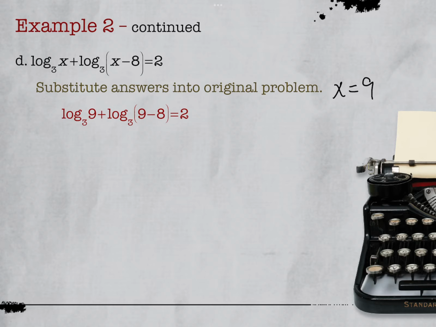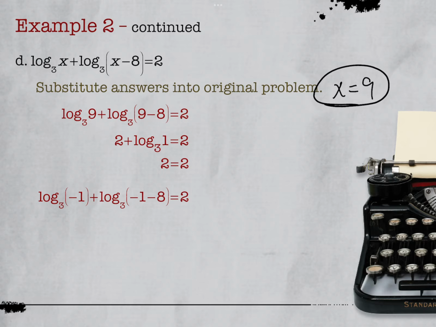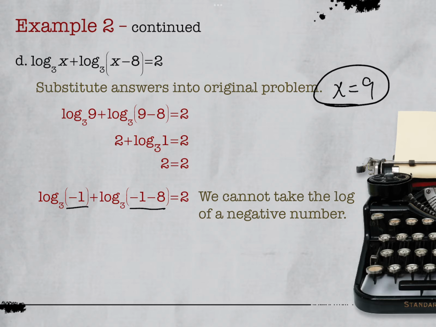So right here, I'm going to use x equals 9 and plug it back in. So I'd get log base 3 of 9 plus log base 3 of 9 minus 8 equals 2. Simplifying that, log base 3 of 9 is 2 plus log base 3 of 1 right here. Well, log base 3 of 1 is 0. So 2 equals 2, so that means x equals 9 is a good one to use. If I were to plug in negative 1, you see that I have log of negative 1 right here, and this would be log of negative 9. You cannot take the log of a negative number. That's not possible. So therefore, negative 1 is extraneous.